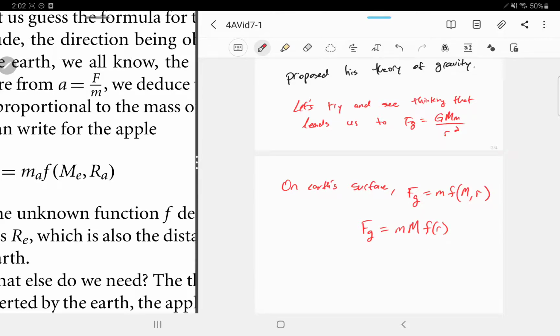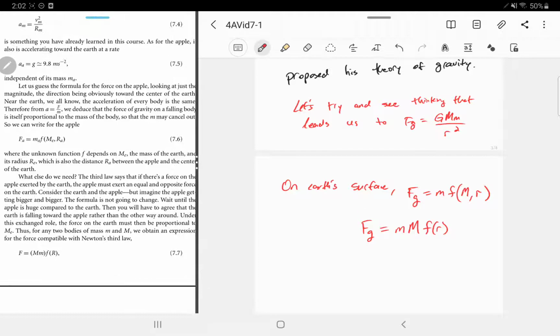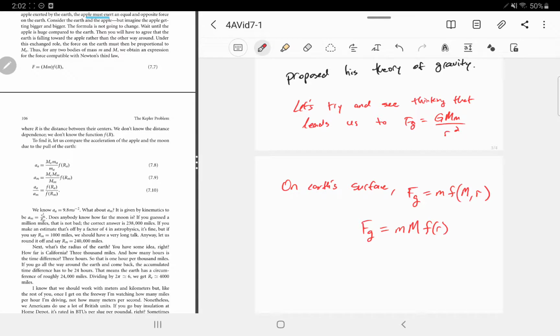Okay, so just the function of the distances at this point. Okay, so how do we get this other piece? You've actually already done this in a homework problem.